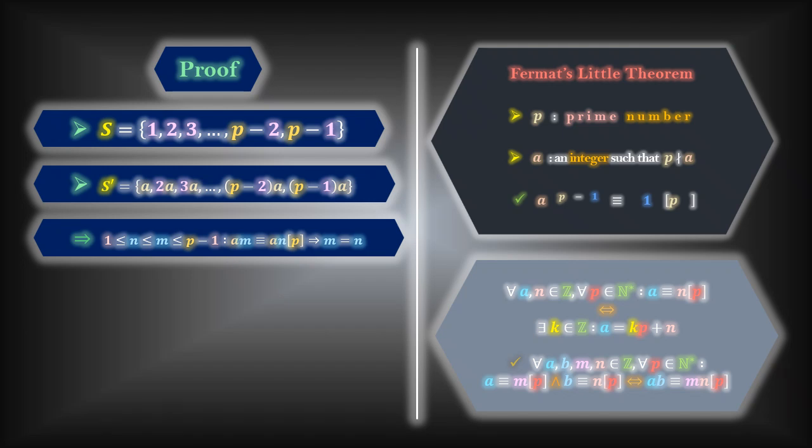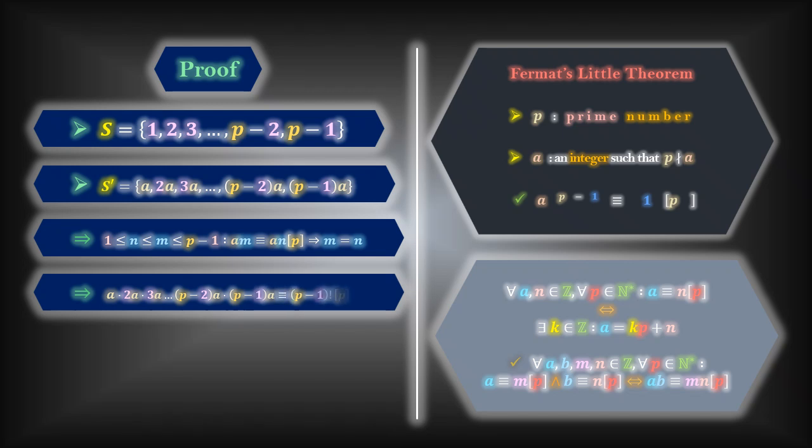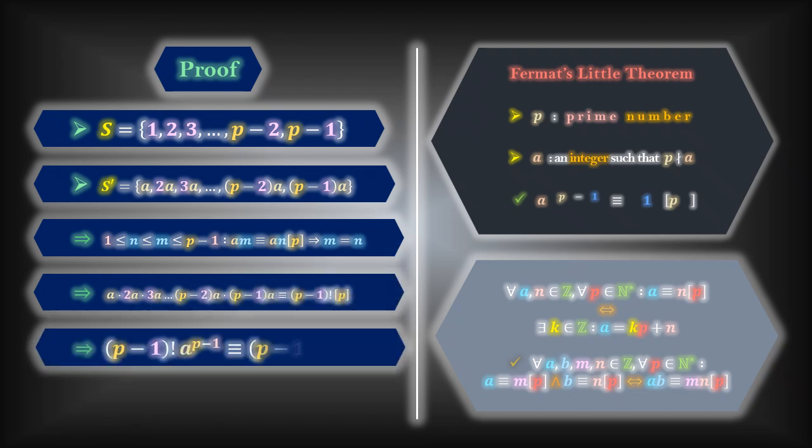Since the elements of S prime are congruent modulo p to p minus 1 distinct non-zero residues, we can multiply all of them together. Thus, a times 2 times a times 3 times a, and so on up to p minus 1 times a, is congruent to p minus 1 factorial modulo p. This means that p minus 1 factorial times a raised to the power of p minus 1 is congruent to p minus 1 factorial modulo p. Subtracting the right-hand side from the left-hand side, we obtain p minus 1 factorial times a raised to the power of p minus 1, minus p minus 1 factorial, is congruent to 0 modulo p.